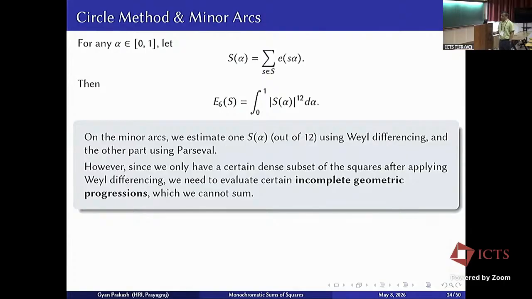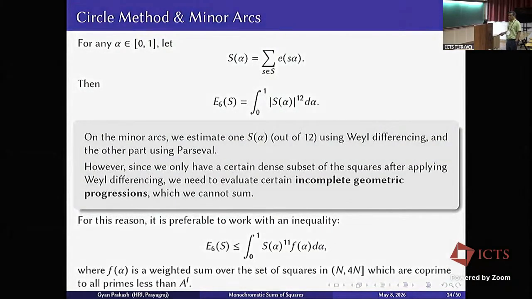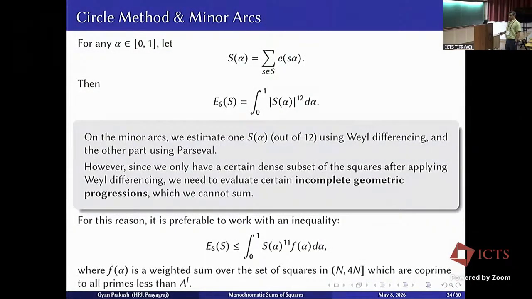So therefore we need to replace it. For this reason, what we would like to do is that E6S is less than or equal to the integral from 0 to 1 of S alpha to the power 11 times F alpha, where F alpha will be a weighted sum over the set of entire squares. Why weighted sums of the squares, we will see. Because we would like to complete the set of squares, but we would also like to use the fact that the squares are, yeah.